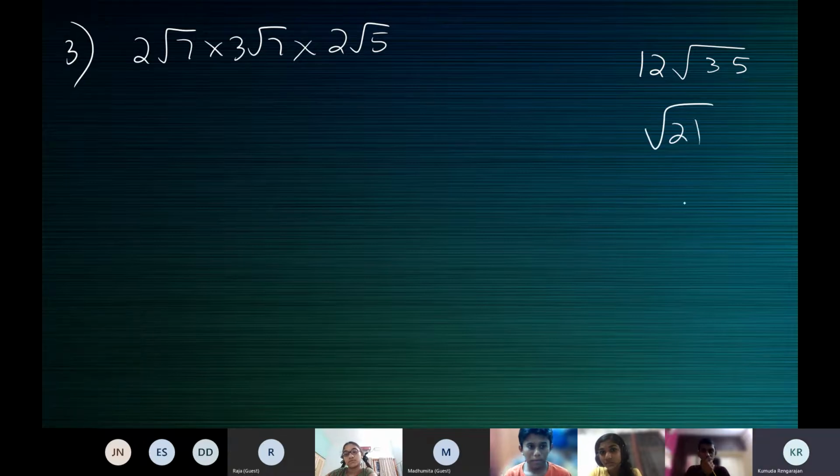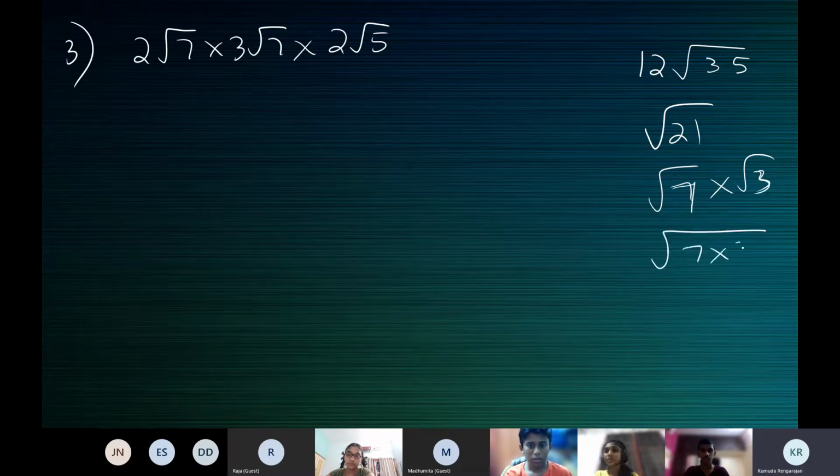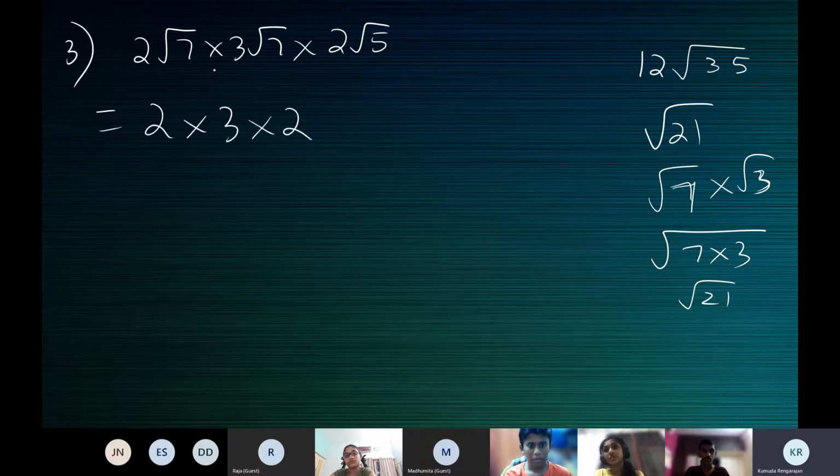Now, root 21, we break it as root 7 into root 3, right? Didn't we multiply root 7 and root 3? How do we multiply root of 7 into 3? Root 21, yes or no? Yes, ma'am. So that's what I wrote now: 2 into 3 into 2. I'm multiplying the rational factors. Then I have to multiply the irrational factors of the same order.